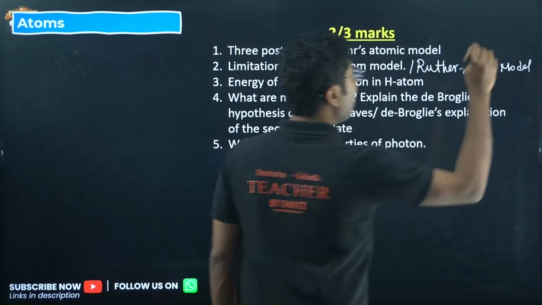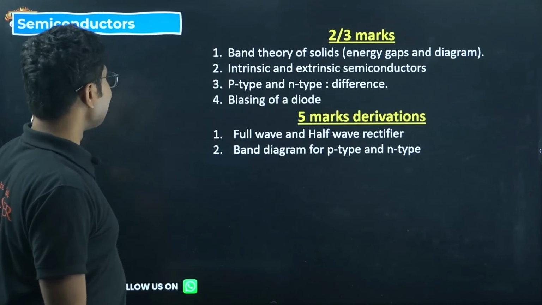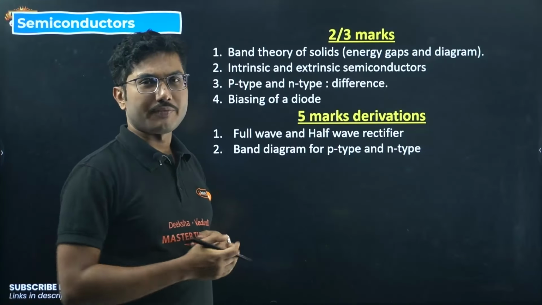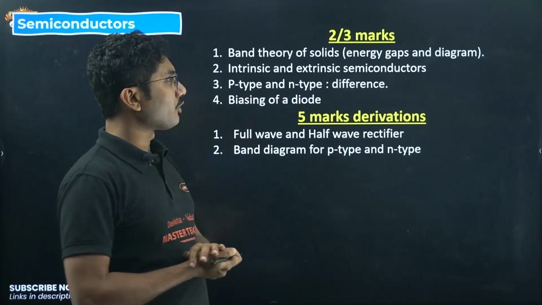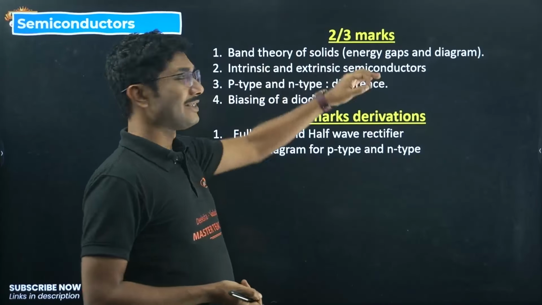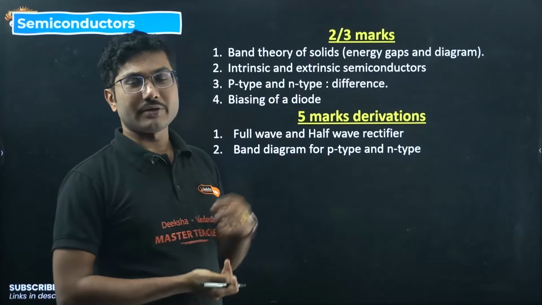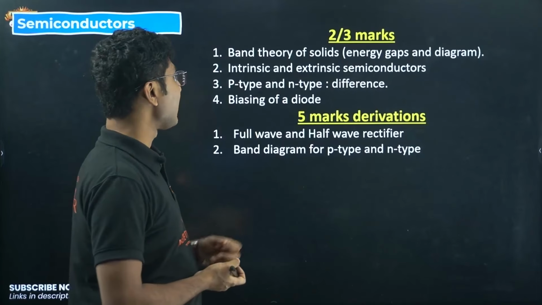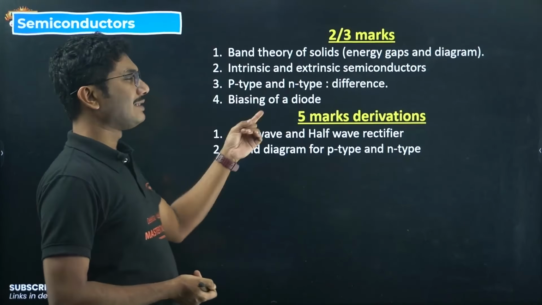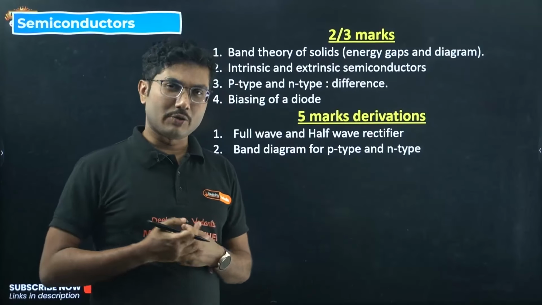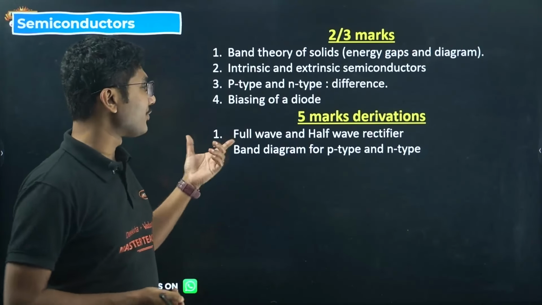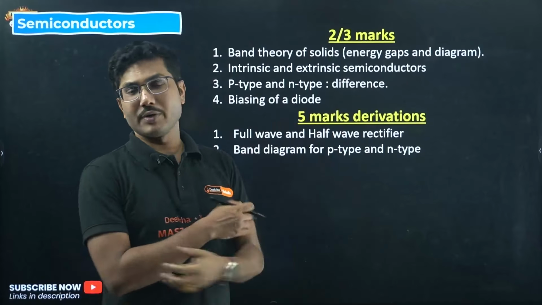Right now, next is last chapter, semiconductor. So semiconductor is also possibly there in some of your FA2 exam. So band theory of solids, energy graphs and diagram based questions, intrinsic and extrinsic semiconductor, very important question throughout the history of the PU exam. Difference between P-type and N-type semiconductors, biasing of a diode may be coming in your FA2 exam, possible, and if this chapter is there, then definitely you will get a question from full wave and half wave rectifier.